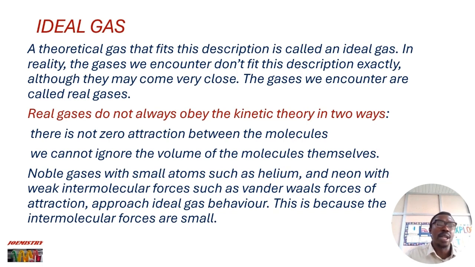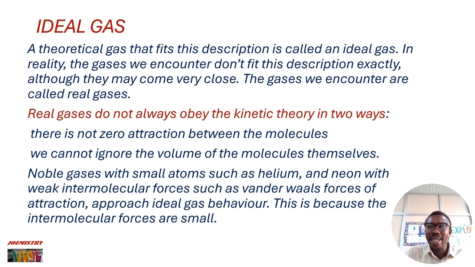This is because the intermolecular forces are small, while gases with strong intermolecular forces like ammonia, which has hydrogen bond, steam with hydrogen bond, and other gases with strong intermolecular force of attraction, deviate from ideal gas. So the stronger the intermolecular force of attraction, the greater the deviation from an ideal gas, because in an ideal gas, there are no intermolecular forces of attraction or repulsion between the gas molecules. So gases with weak intermolecular force tend towards ideal gas. They approach ideal gas behavior compared to gases with strong intermolecular forces of attraction.